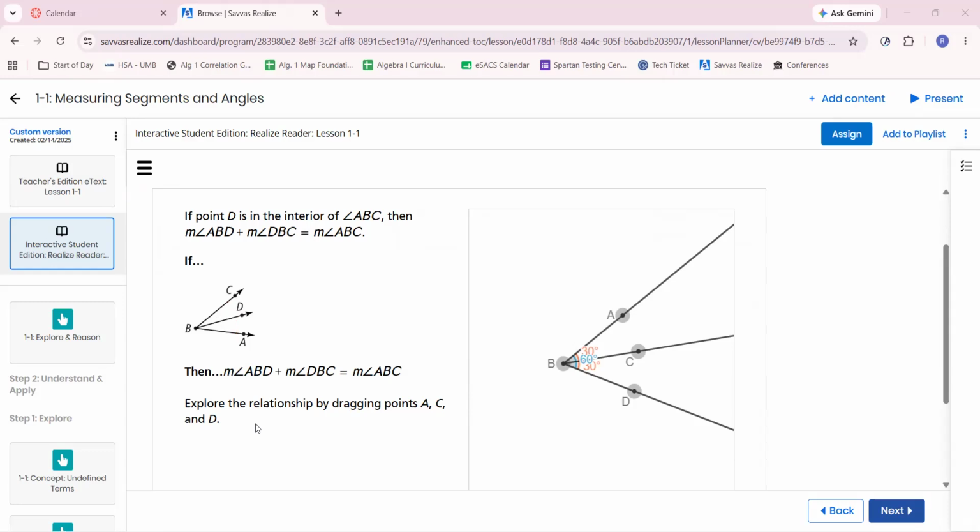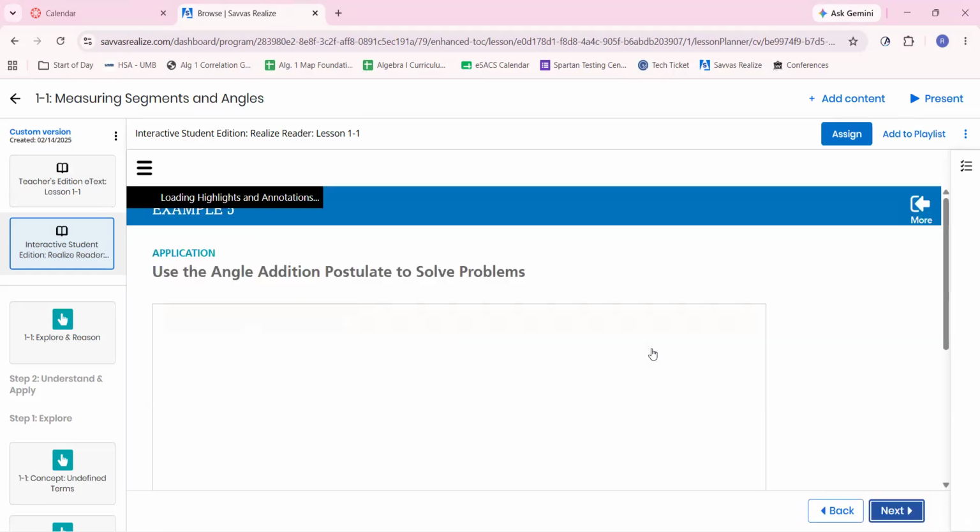And you can see that if I drag these around on the picture, the red is the individual angles and the blue is the full angle. So if I move C around, the 60 doesn't change, but the red numbers change. But they always add to 60. It's only when it's on the interior of the angle, though. So if I move it out here, it doesn't work. Okay, so that's angle addition postulate. We're going to practice that now.